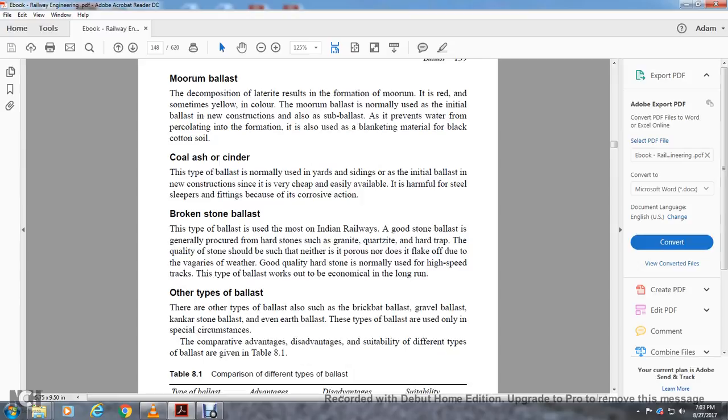Other types of ballast. There are other types of ballast, such as brick ballast, gravel ballast, kankar, stone ballast, and even earth ballast. These types of ballast are used only in special circumstances. The comparative advantages, disadvantages, and suitability of the different types of ballast are given in Table 8.1.